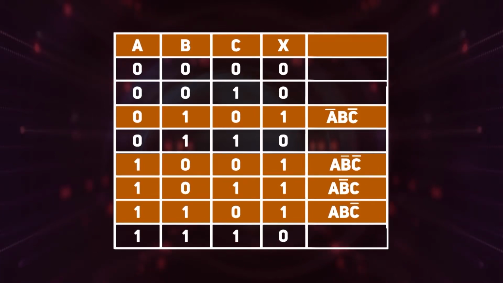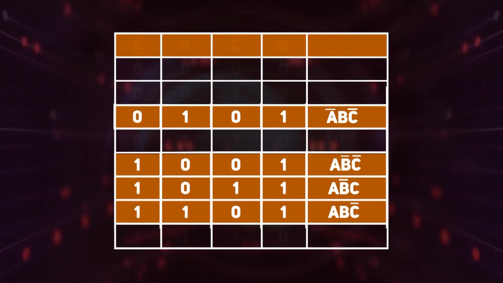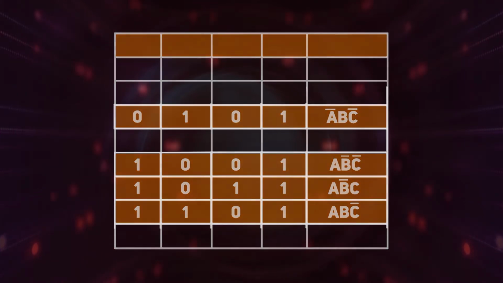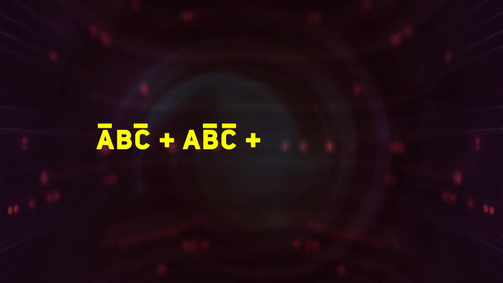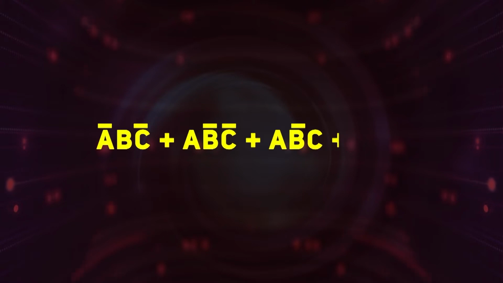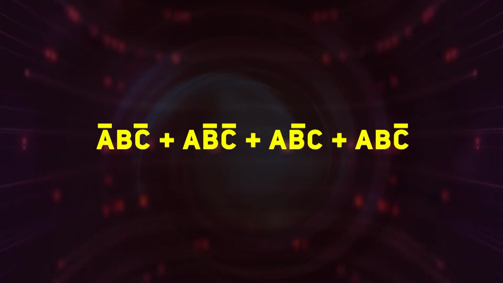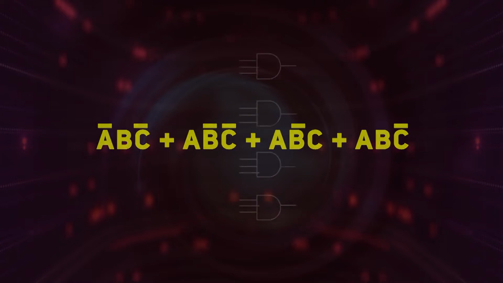So let's select all the rows that output a value 1 from the given table. So the sum of products expression will be A complement B C complement plus A B complement C complement plus A B complement C plus A B C complement. Now we can create the logic circuit easily by using AND, OR and NOT gates.